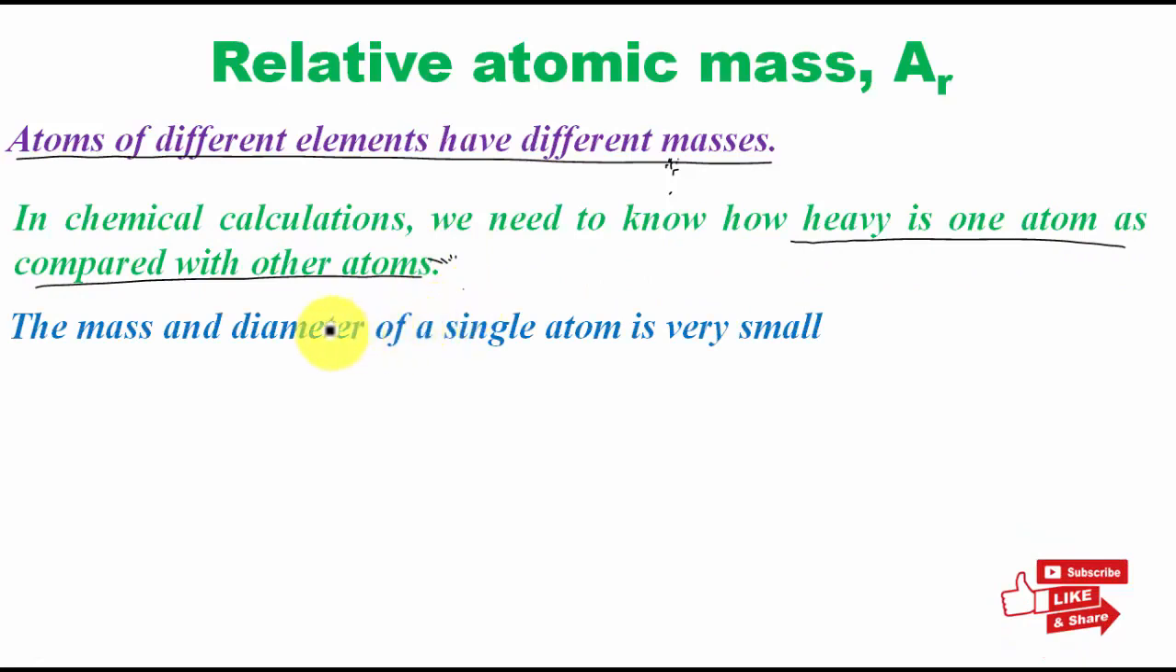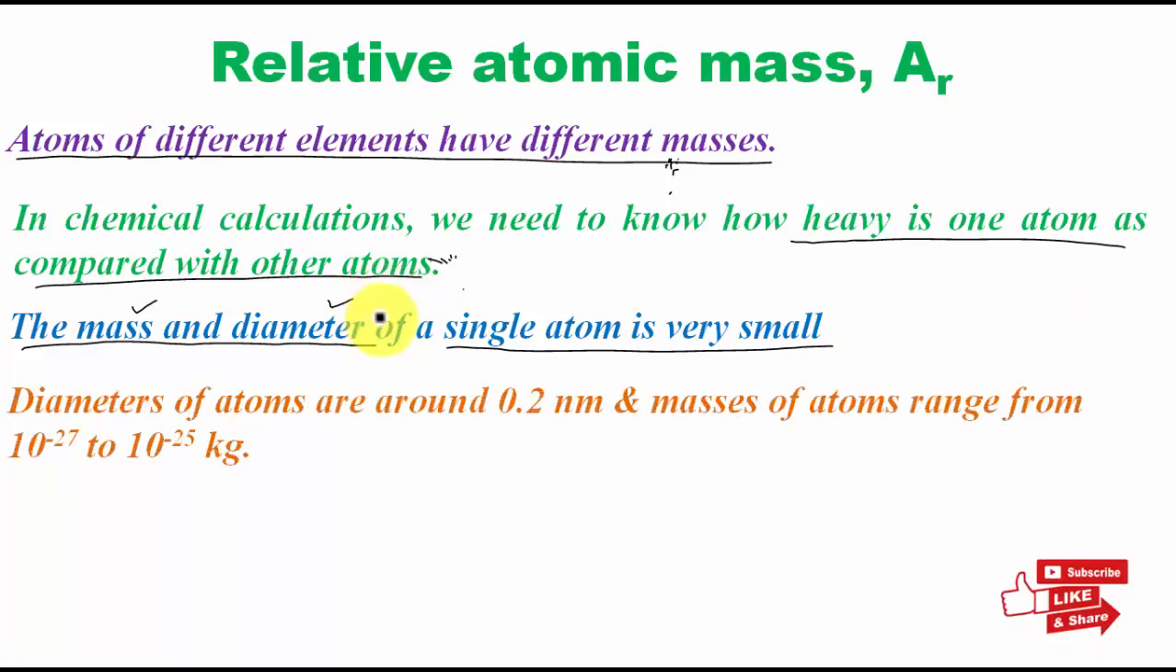The mass and diameter of a single atom are very small. How small? Let's check it out. The diameter of an atom is in the range of 0.2 nanometers. It is so small that we cannot see it with the help of a microscope, and we can only observe it under an electron microscope.